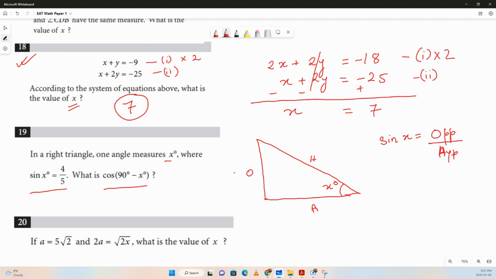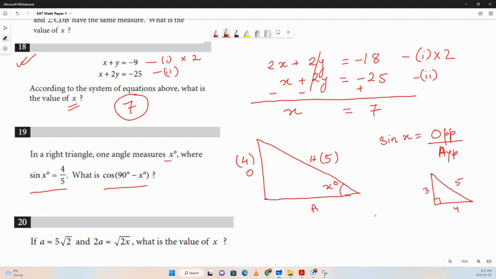So opposite, we'll put in place of this O, let's put it as 4, and hypotenuse is 5, right? So 3. So we know that. So there are again some special triangles. Let me put it down. So right angle triangle. If we have 3 here, we have 4 here, we'll get 5 here, right?